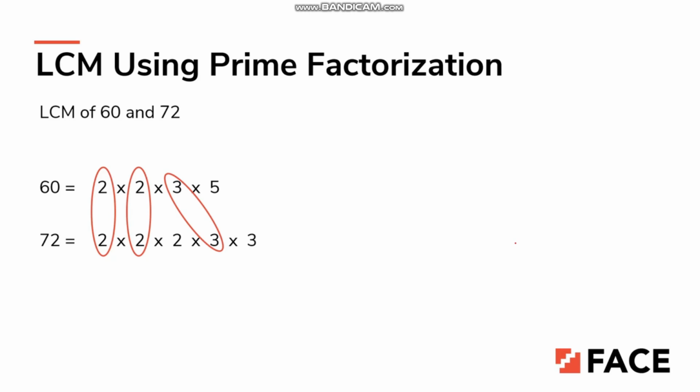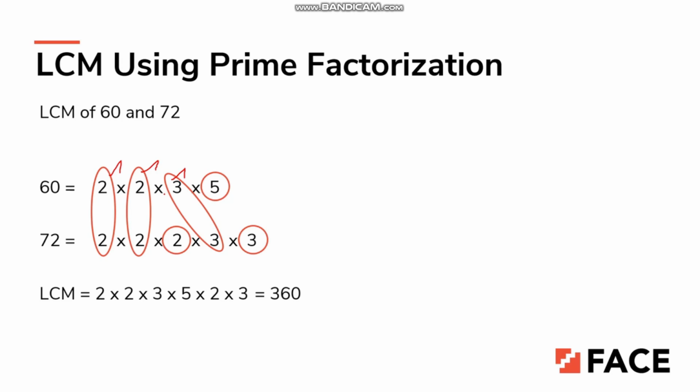So as we did for HCF, we'll take those numbers which are occurring common in both the numbers, and take them once, right? So this common 2 is taken once, and this 2 is taken once, and this 3 also. Then we'll take the remaining numbers also, 5, 2 and 3, right? And we'll multiply that. This is how we'll find the LCM, right? So which is equal to 360. So this is the method to calculate LCM using prime factorization method.